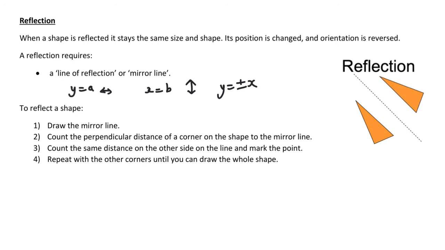So to reflect the shape, we draw the mirror line. We count the perpendicular distance of a corner of the shape to the mirror line. So for this triangle, we would count the distance from each vertex or each corner to the mirror line, and we go in a distance that's in the direction perpendicular to the mirror line, and then we repeat the same on the other side. And we do this with all corners and then we join them up.